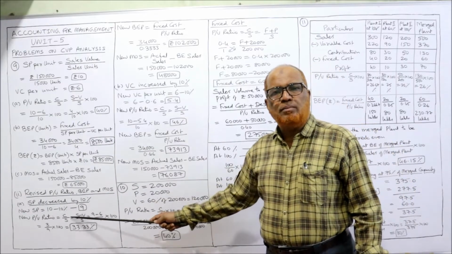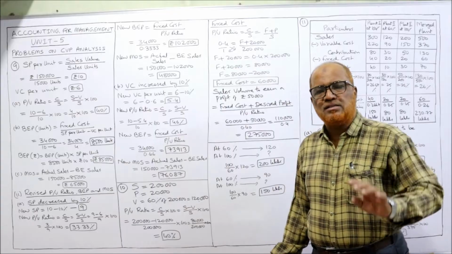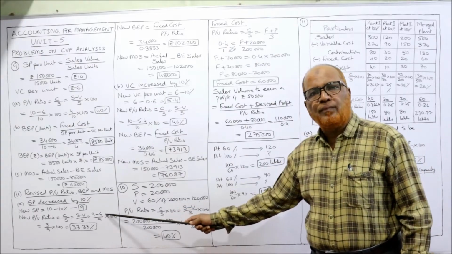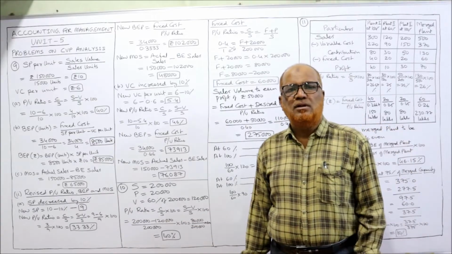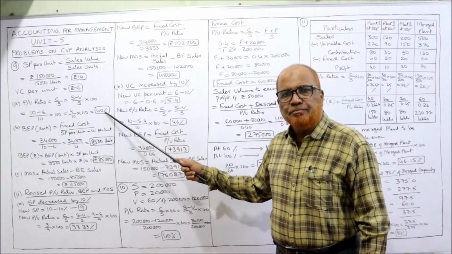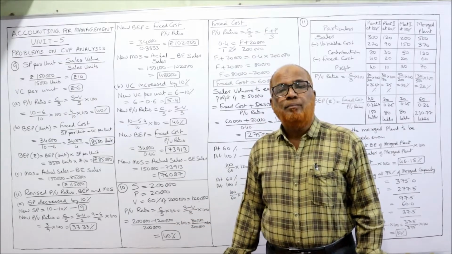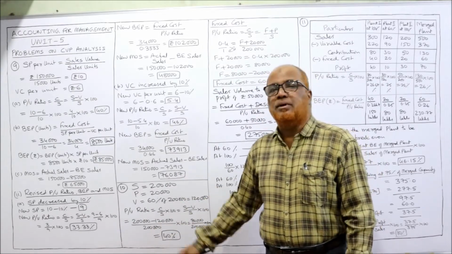Now PV ratio, C by S, that is S minus V by S, 9 minus 6 by 9 into 100. You will get 33.33%. So earlier it was 40%. Now PV ratio has decreased to 33.33%. Why? Because selling price is reduced by 10%.